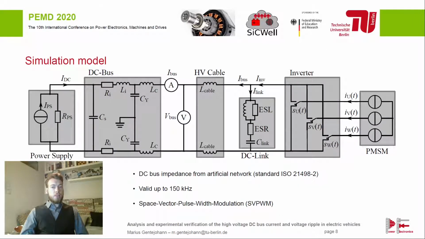For the accurate estimation of the current and voltage ripple, it is necessary to model the DC bus impedance. Therefore, I referred to the artificial network from a new international standard. The standard defines how to measure the current and voltage ripple of components in the high voltage DC bus. The standard is defined for frequencies up to 150 kHz, and so is the simulation model. In consequence, the shielded cables between DC bus and inverter are represented as inductances, while for the DC link its equivalent series inductance and resistance are considered. The inverter is switched with a space vector pulse-width modulation scheme.